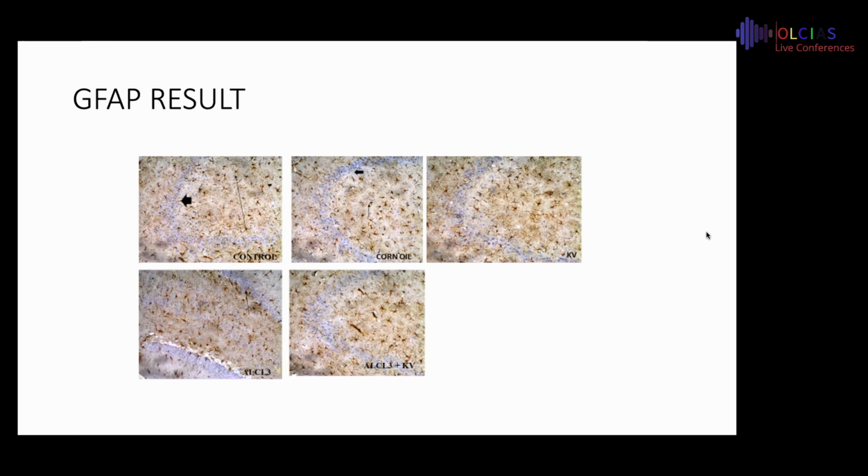Astrogliosis is an abnormal increase in the number of astrocytes due to the destruction of nearby neurons from central nervous system trauma. And getting to the aluminum chloride and the Kolaviron group, there is a reduced expression of the reactive astrocytes, and blue stained neuronal nucleus appears more than in the aluminum chloride group. That's to tell us that Kolaviron has an ameliorative effect. Next slide, please.